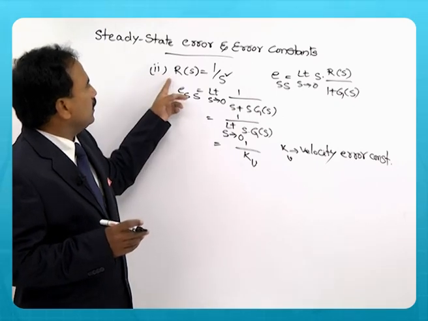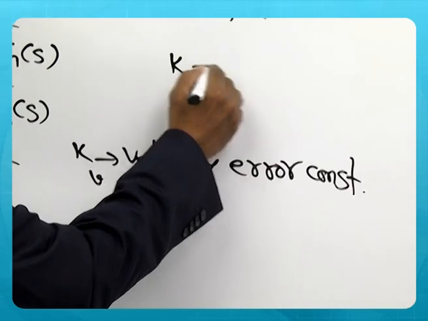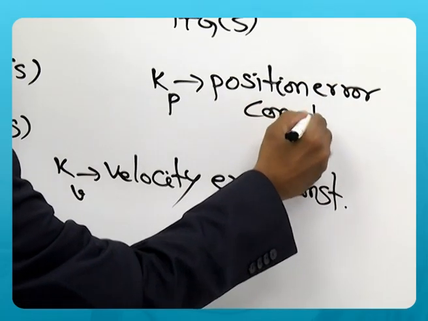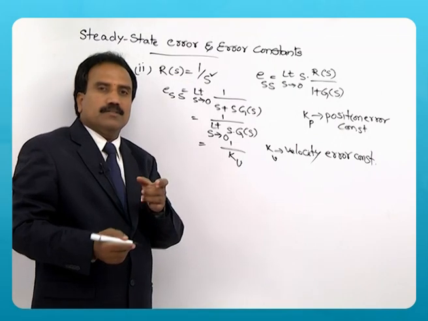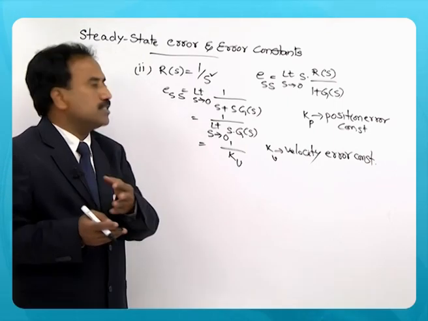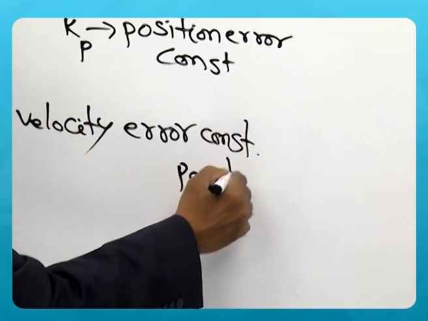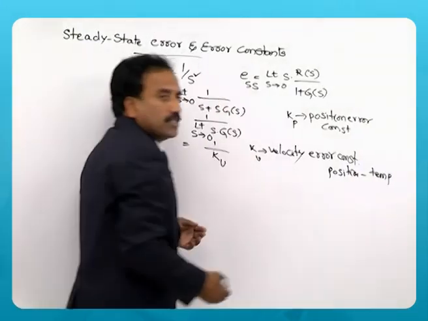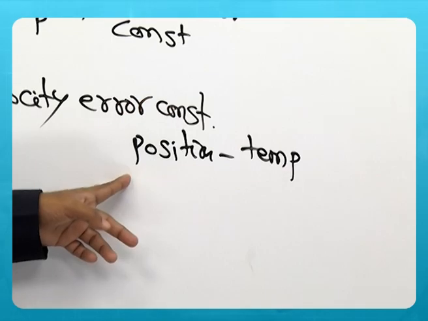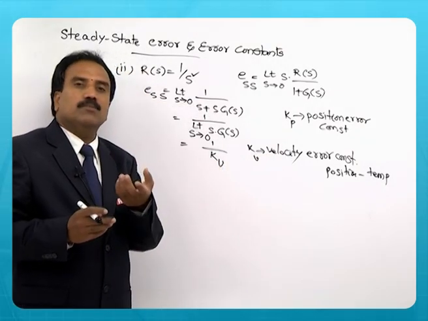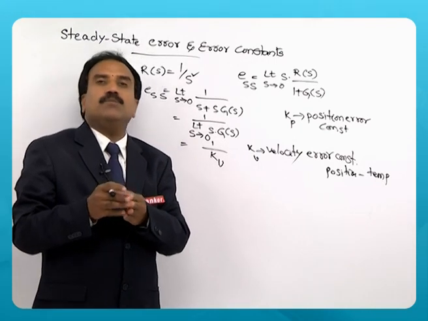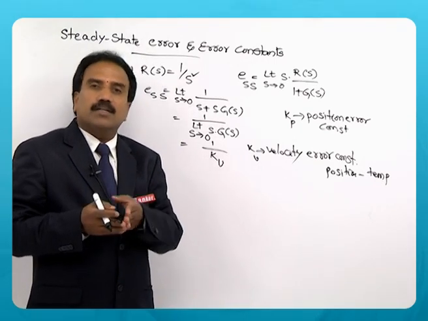In the previous section, we have seen that when the input is a unit step, you get a position error constant. It is called the position error constant, and this is the velocity error constant. Position may be an angular position, or in the case of a temperature control system, position is treated as temperature. So, change in temperature is change in position, because a unit step input is nothing but a sudden change. So, position error means the error in the position, and that position may be temperature or pressure or angular displacement.